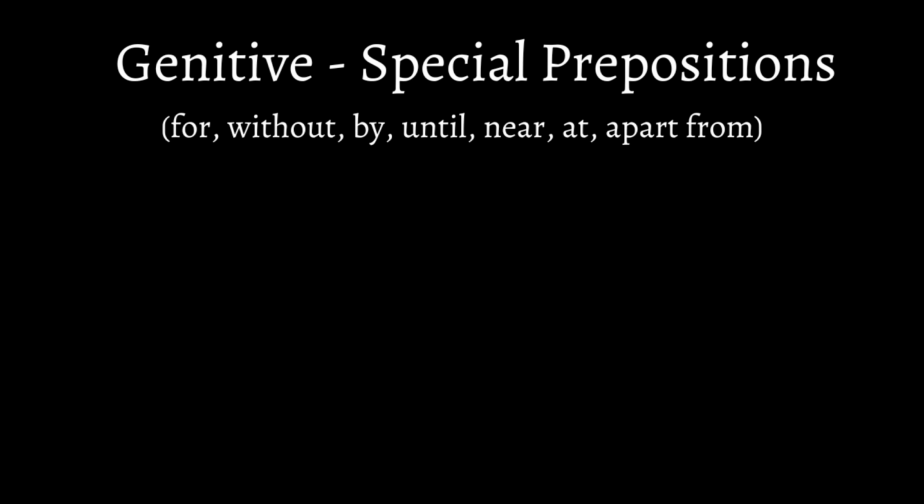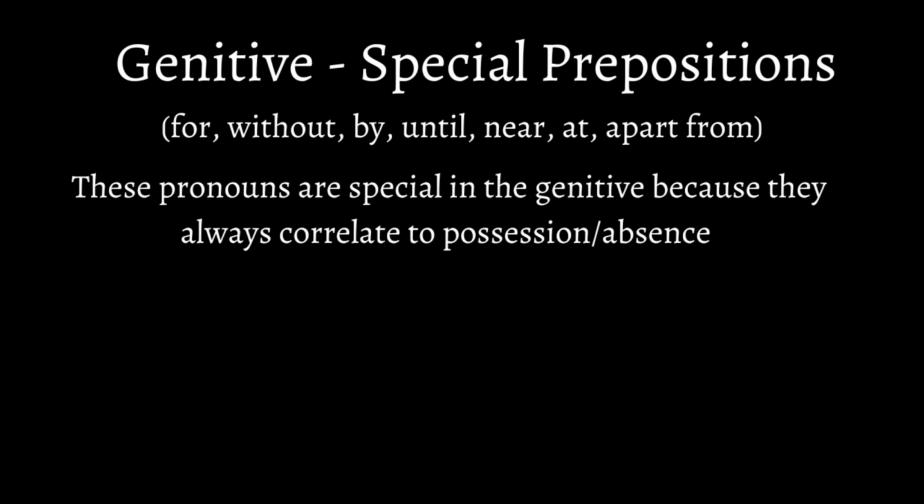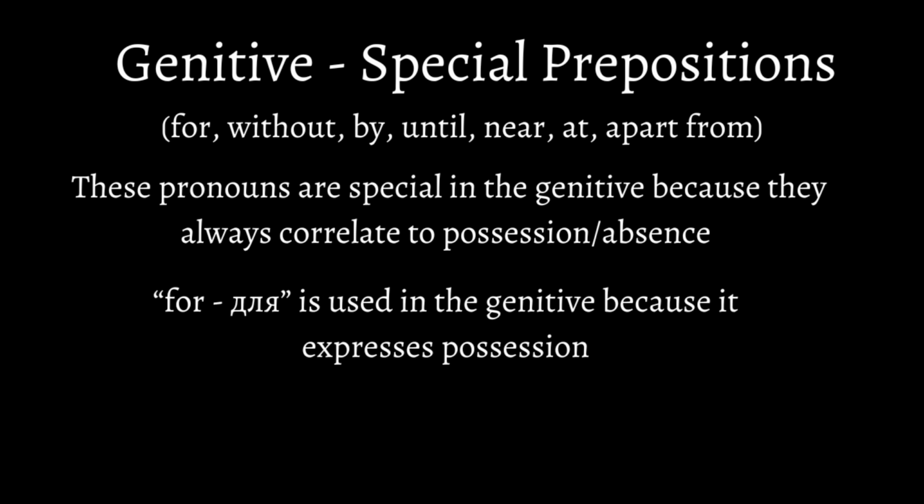Finally, we have special prepositions in the genitive, like for, without, by, until, near, at, and apart from, and I'm not going to cover all of them, but still, you should always understand that these prepositions are special in the genitive because they always correlate to possession or absence. For instance, the preposition for, which is для, is used in the genitive because the act of expressing possession is present in the preposition itself.